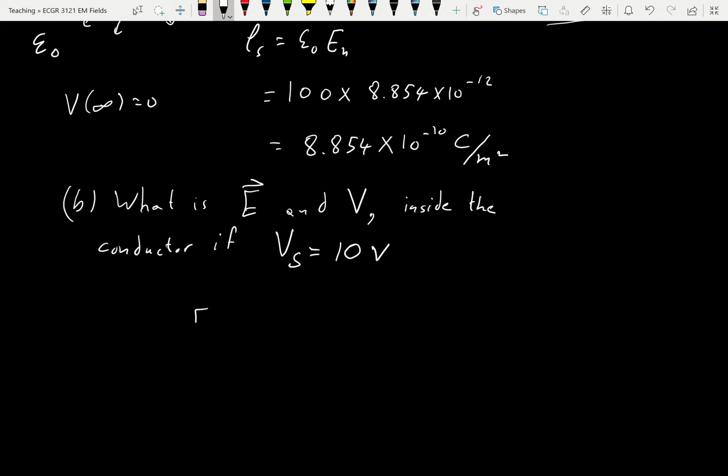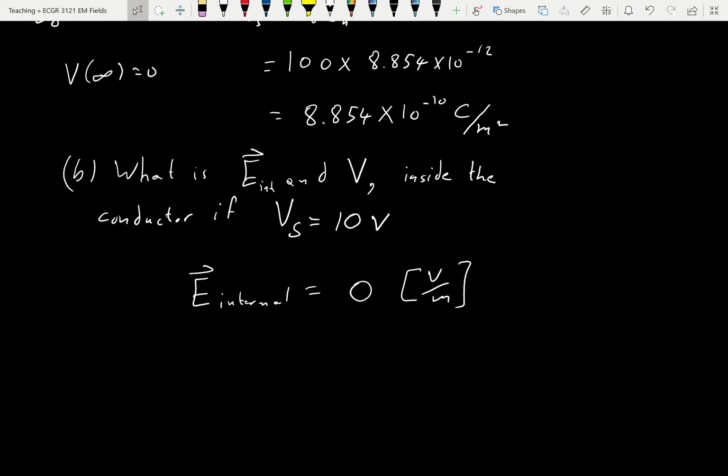But first off, let's start with E internal. E internal, inside the conductor, is 0, of course. We know that. We don't need to calculate that. This is a property of an ideal conductor. Okay. What about the potential?